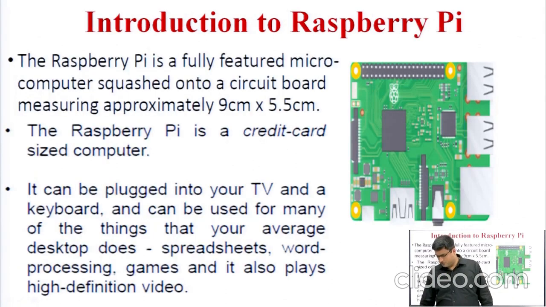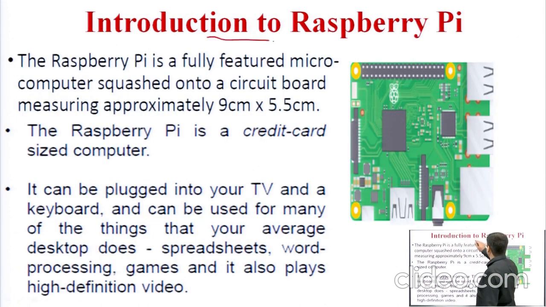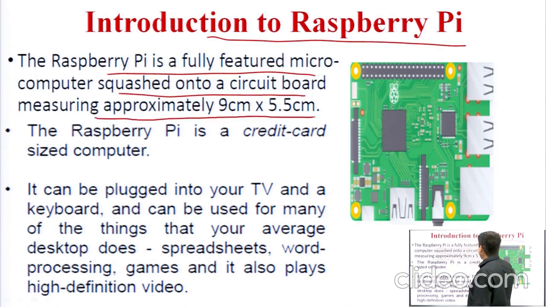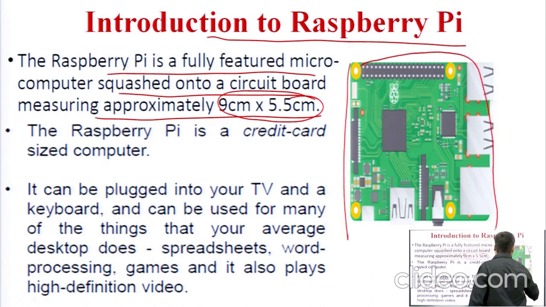Okay. So after that, what is Raspberry Pi? Introduction to Raspberry Pi. Raspberry Pi is a fully featured microcomputer squashed into a circuit board measuring approximately 9 by 5.5 centimeters. This is the configuration of the Raspberry Pi. So this is basically fully featured, meaning that all the functions and features are incorporated into the same device. It is also a system on chip, we can say.